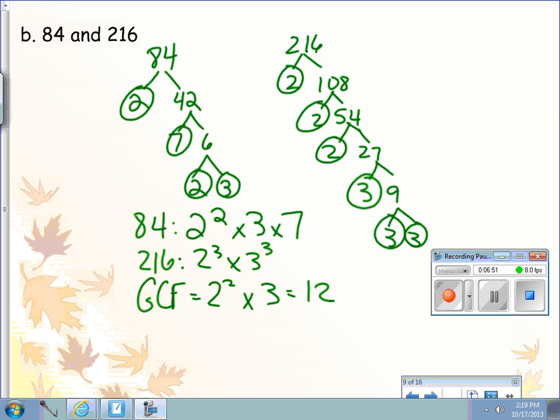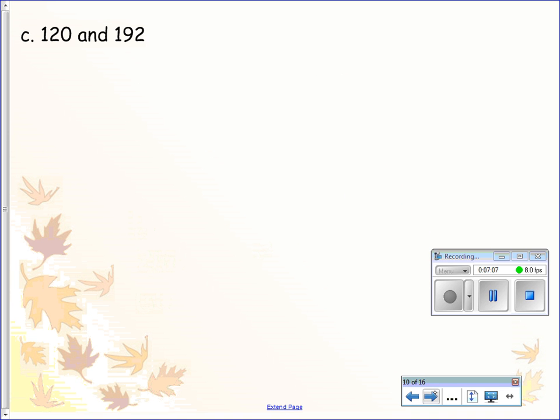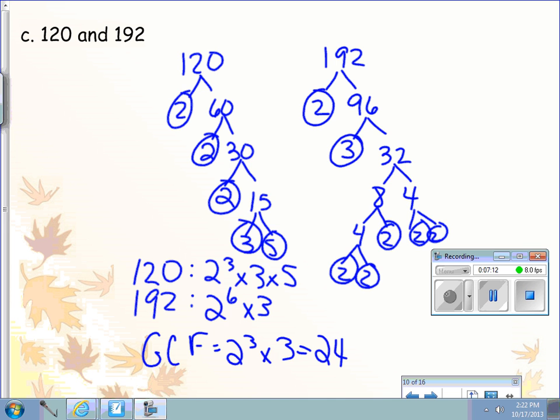If you have an example of three numbers that you've got to find the greatest common factor for, you do the exact same steps. You do the three trees, you do the totals at the bottom, and you find the common factor of all three numbers. Let's have one more to practice on. Again, we did the trees, totals, 120: there are three 2's in the prime factorization, one 3 and one 5.